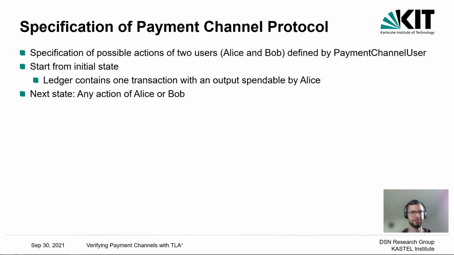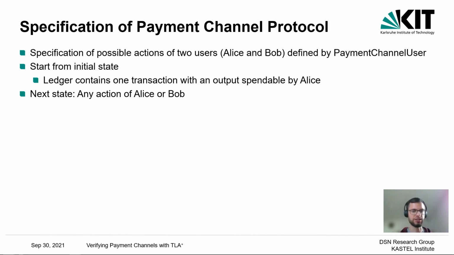Now we can specify the payment channel protocol. And we did this by specifying all possible actions of 2 users, because we only have a fixed amount of those 2 users in the protocol. We call them Alice and Bob, and we define their possible actions in a module called PaymentChannelUser.